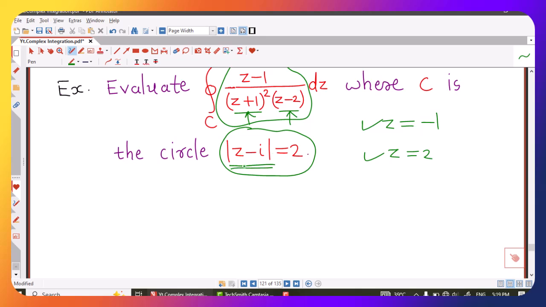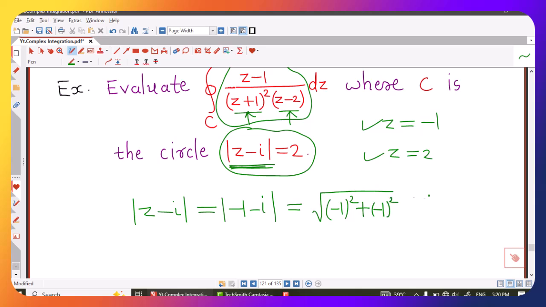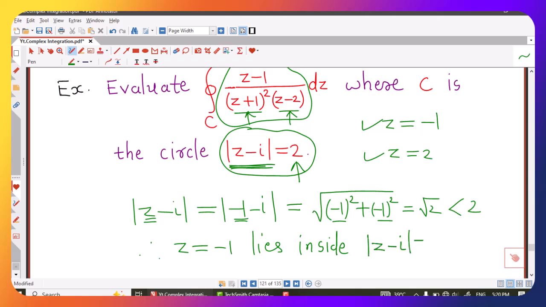So to check that, we can put z equal to minus 1 in this left hand side. First we check for z equal to minus 1. So I am putting z equal to minus 1 here, that is absolute value of minus 1 minus I, and absolute value is given by square root of square of real part which is minus 1 plus square of imaginary part which is also minus 1. So this is going to be square root of 1 plus 1, that is square root of 2, and square root of 2 is less than 2. So here I have taken z equal to minus 1, and I find that absolute value is less than 2. So I can say that z equal to minus 1 lies inside this circle mod z minus I equal to 2.